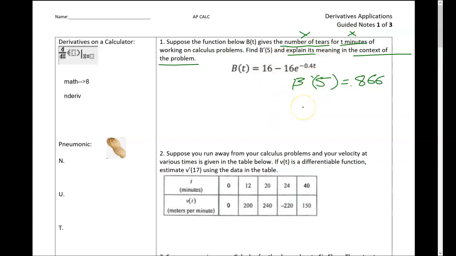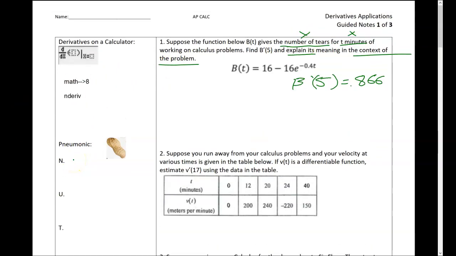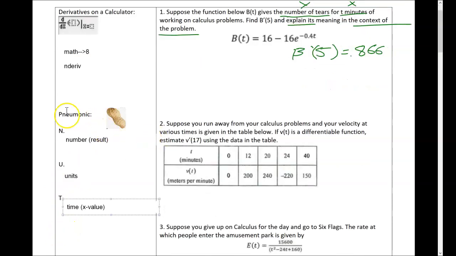So to explain its meaning in the context of the problem, the way we want to do this for the AP exam is specific. And I have what is a rather unfortunate mnemonic here. The mnemonic is NUT, N-U-T. And this stands for number, units, time. So to get full credit for a good interpretation on the AP exam, you need all 3 of these things. So let's see what this looks like.